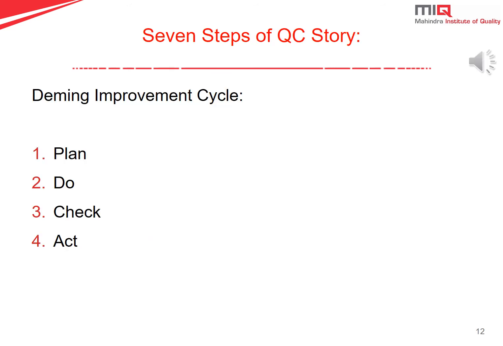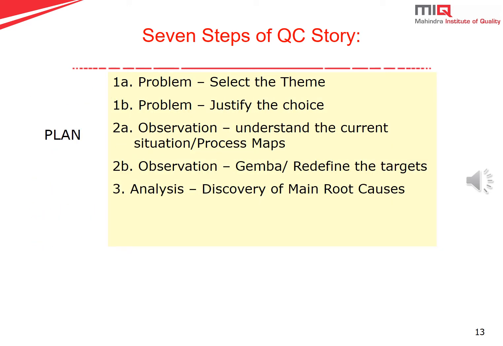Now we come to the 7 steps of QC story. These steps follow the Deming cycle of plan, do, check and act. In step number 1, a problem is selected and defined. After this, it is justified by data, trends, voice of customer, etc. to make sure that the problem is of strategic importance to the organization. The scope of the project is defined and the problem is explained clearly with the help of data, photographs, etc.